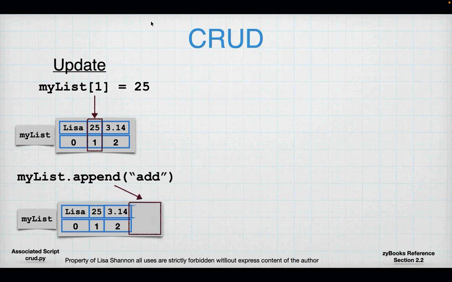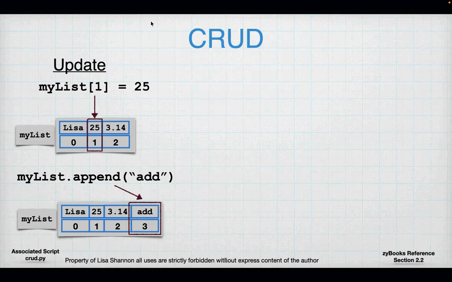I also can append to the end of a list. So I want to add another element to my list. Well, how do I do that? Well, I use a function called append. Last week, we learned about functions. We talked about print, and we talked about input. This week, we're talking about a function that can be done against or on an element. In this case, we have the append function.